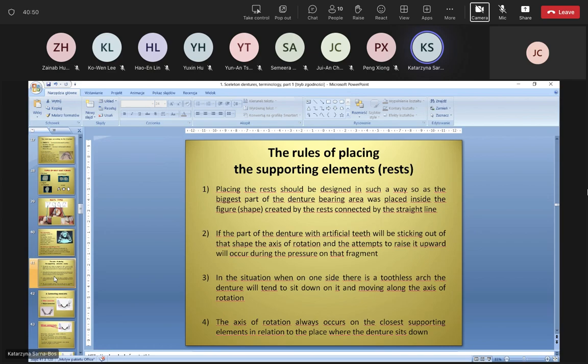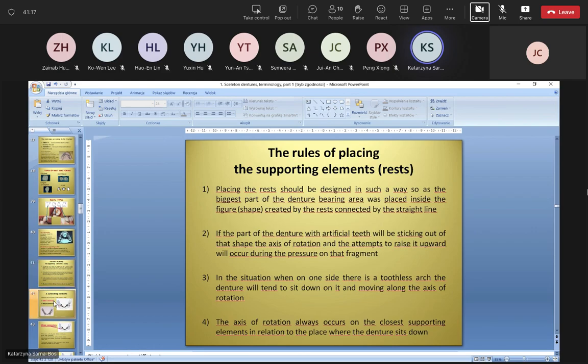In the situation when on one side there is a toothless arch, the denture will turn to sit down on it, moving along the axis of rotation. And the axis of rotation always occurs on the closest supporting elements in relation to the place where the denture sits down. Okay, so that was everything about the supporting elements.